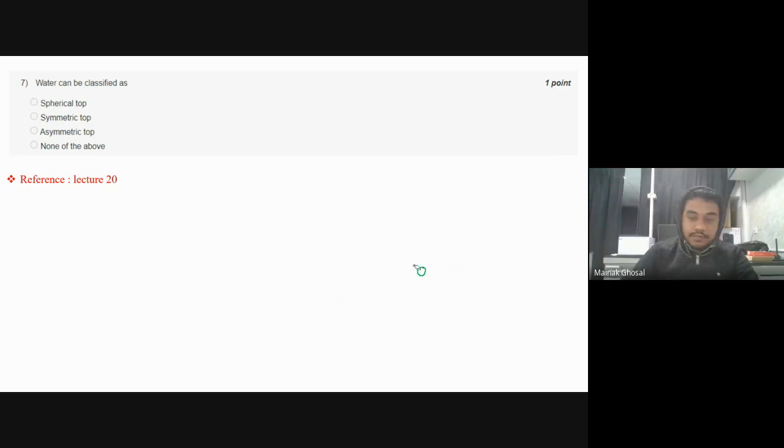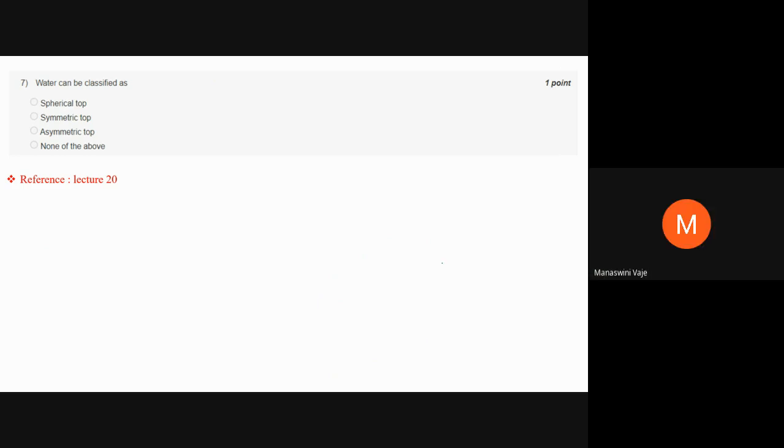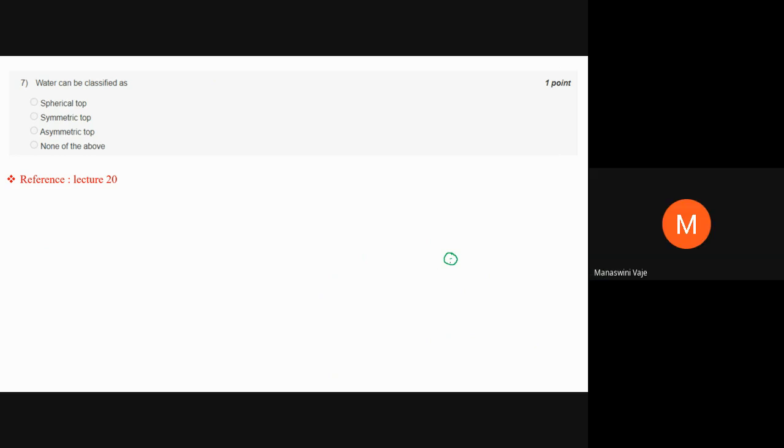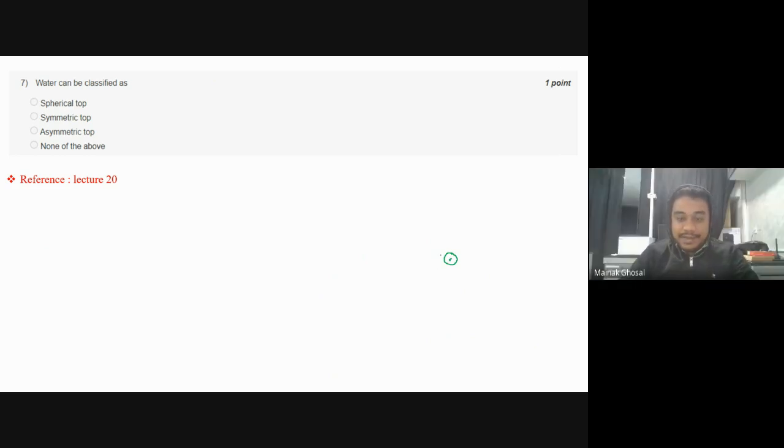Symmetric top. Which one? Which symmetric top? Prolate or oblate? Oblate. Oblate, okay. You have said oblate because of this disc-like structure. Yes. Okay, so I am discussing that.